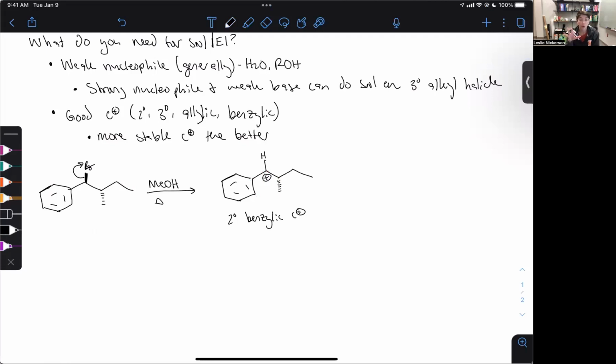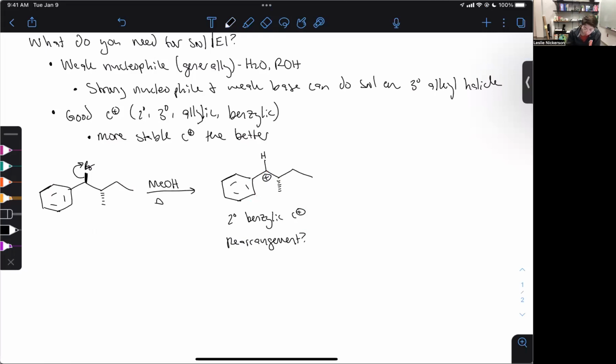Okay, so we know that this is a pretty good carbocation, but we always need to make sure that we're taking some time to think about whether a rearrangement would occur. So I always just ask myself, is this going to rearrange? We need to get in the habit of asking ourselves this every single time we draw a carbocation, because it doesn't matter what reaction you're dealing with. If you're forming a carbocation, you can have a rearrangement.